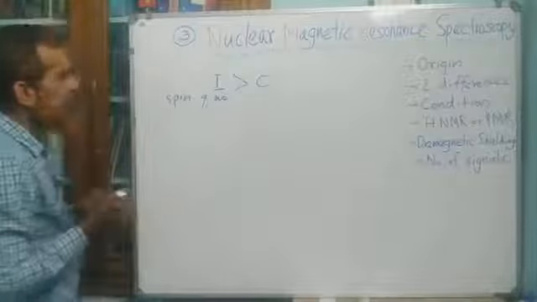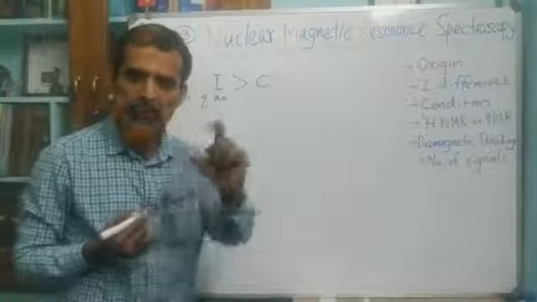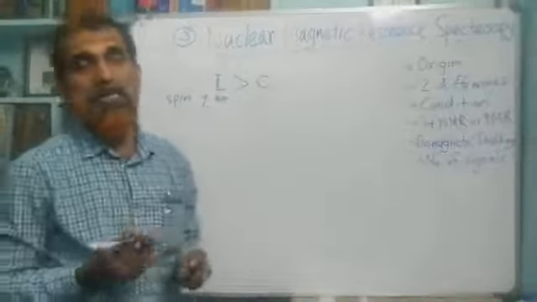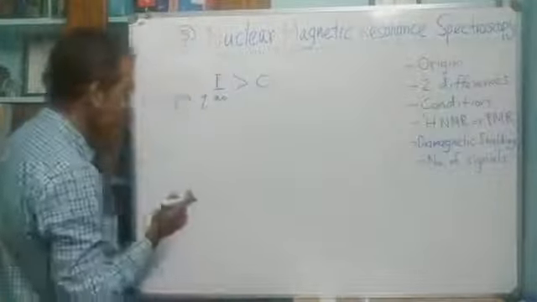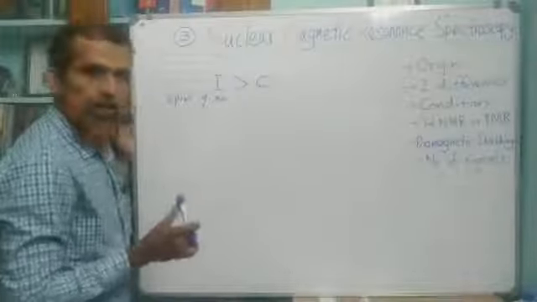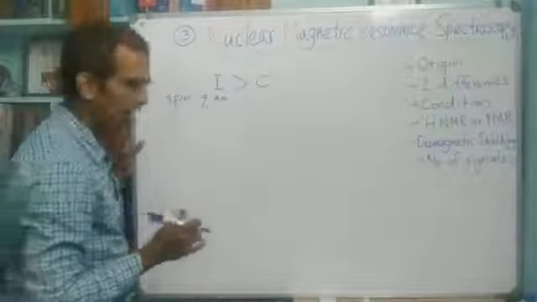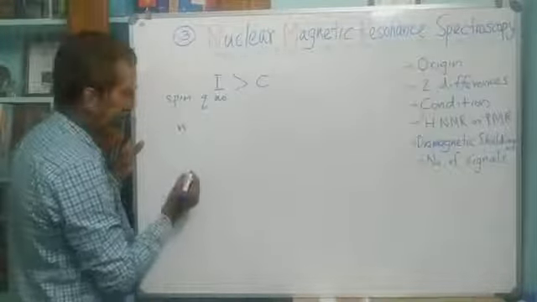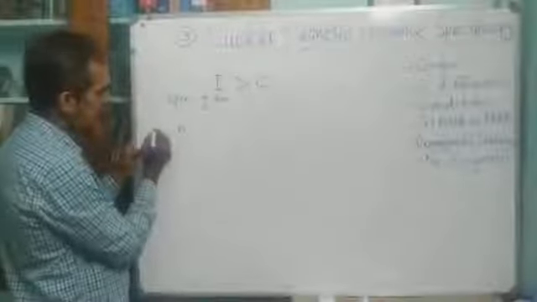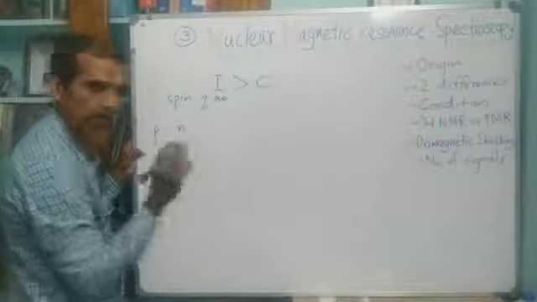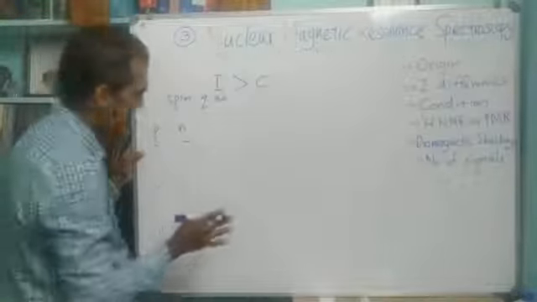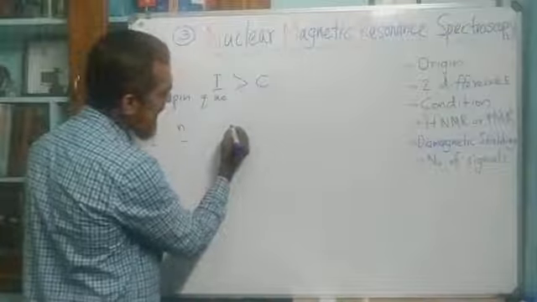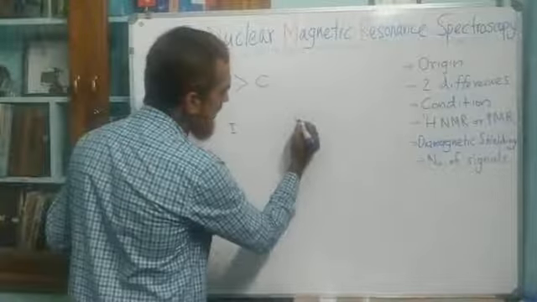So, how to predict whether a given nucleus is NMR active or not? It's not very easy, but there's a generalization. We can easily predict that based on this generalization. Let me write the number of protons and neutrons in the nucleus of the given nuclei, and let's see what the value of I will be, and we'll put examples.